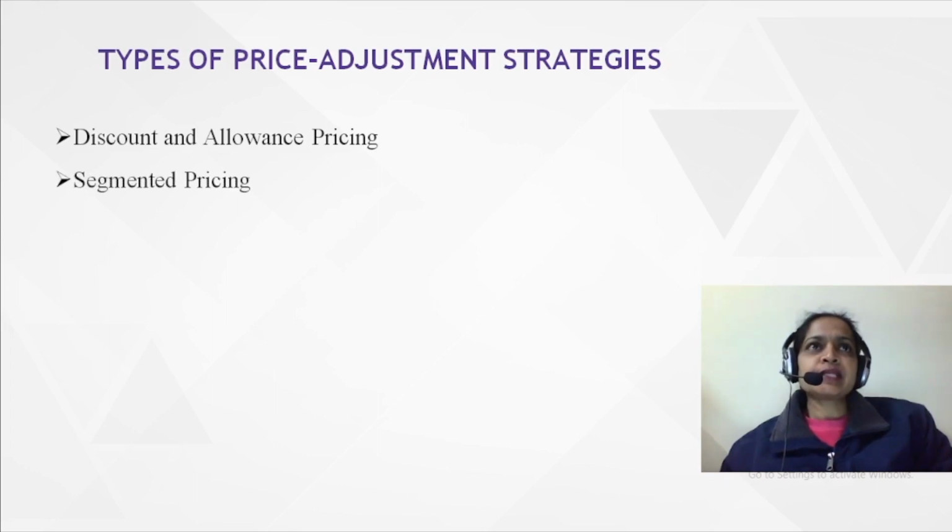The next pricing strategy is segmented pricing. In segmented pricing, the company sells a product or service at different prices, which means that different customers pay different prices for the same product or service. For example, museums and theaters charge a lower ticket price for students and senior citizens. Another example is state universities. They charge higher tuition fees from foreign students.